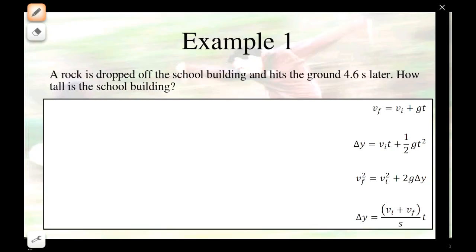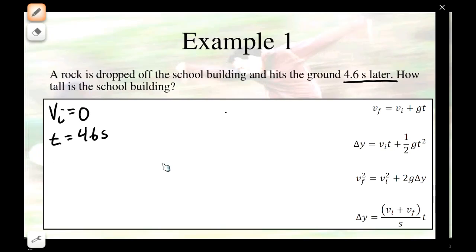Well, let's start pulling out the knowns that I can get out of the word problem, so I can start eliminating some of my equations. We have a rock that is dropped off a school building. Whenever anybody drops things, if you're not throwing them, then your initial velocity is going to equal 0. It hits the ground 4.6 seconds later, so that 4.6 seconds has to be a time. How tall is the school building?